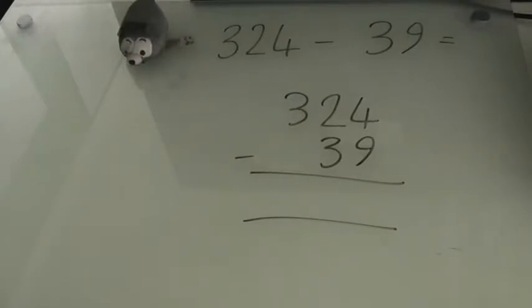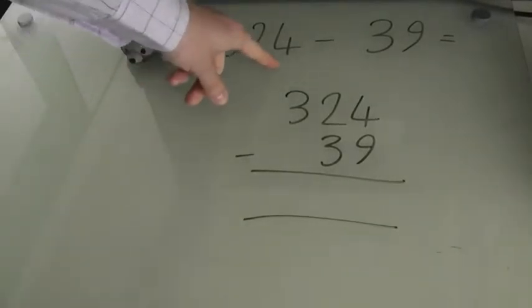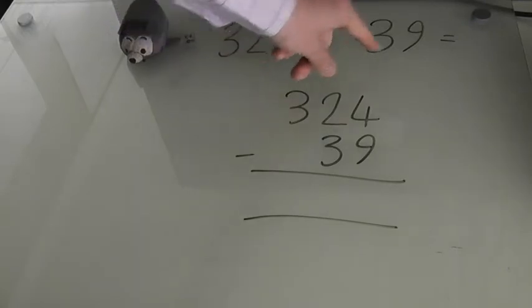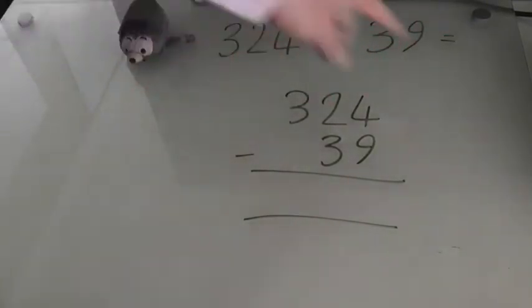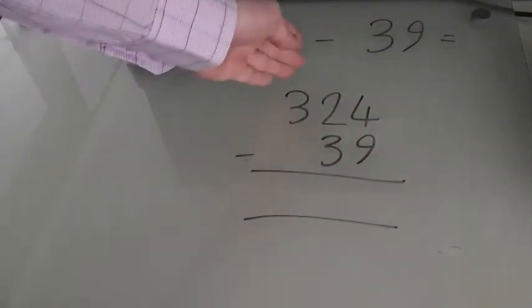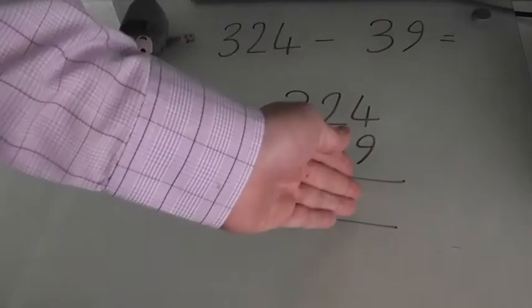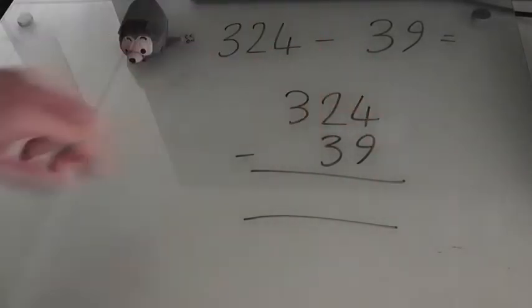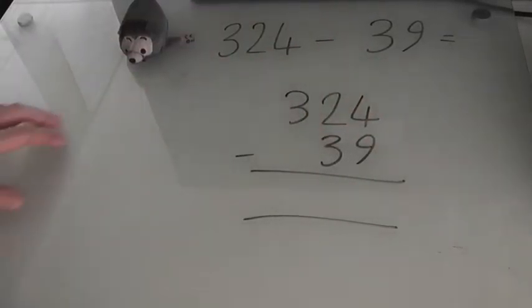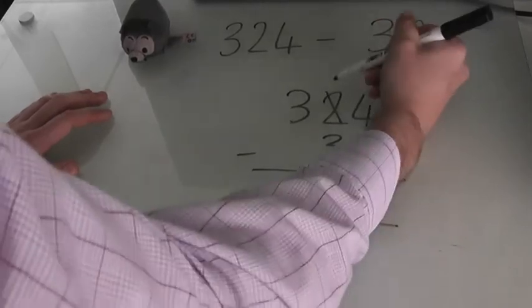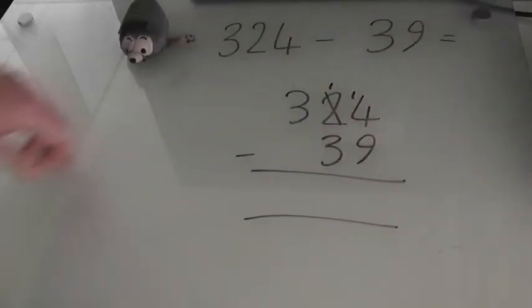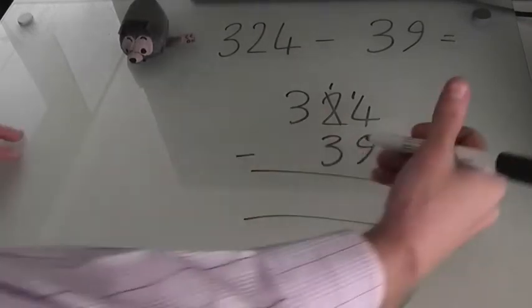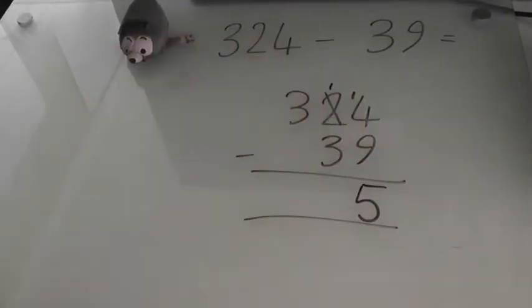Okay, here's another calculation. So we've got 324 take away, or subtract, 39 equals. So I've already written it out. Look, we've got a 100s column, 10s column, 1s column. If you need any recap on that, have a look back at my other place value video. So we've got 4 take away 9. Can we do it? Nope. So we need to go over to its neighbour, borrow 1. So now we've got 14 take away 9, which will give us, fantastic, a 5 there.